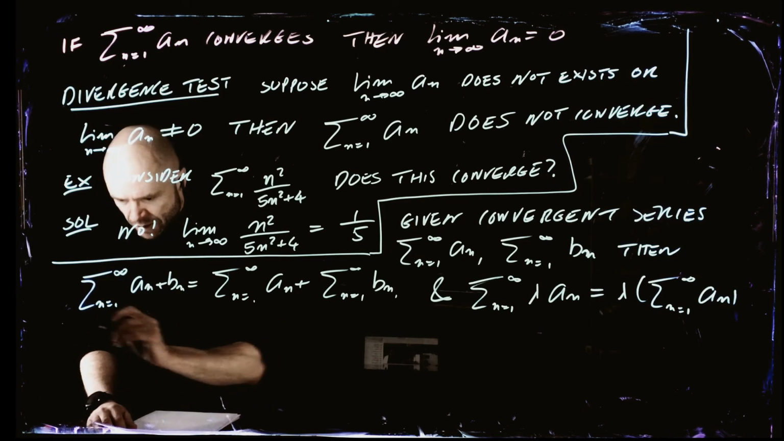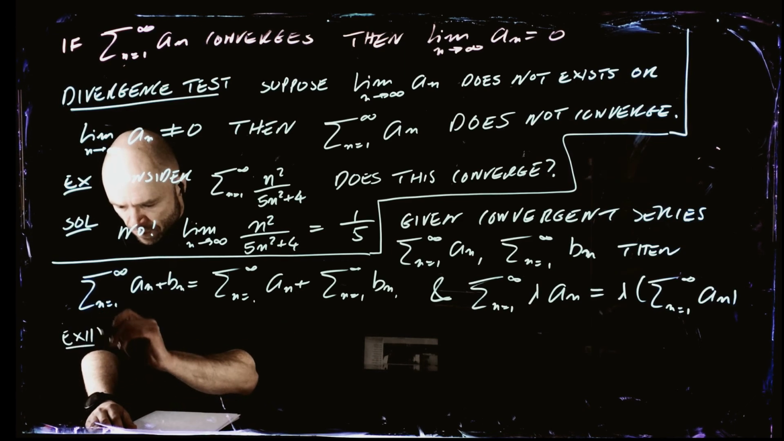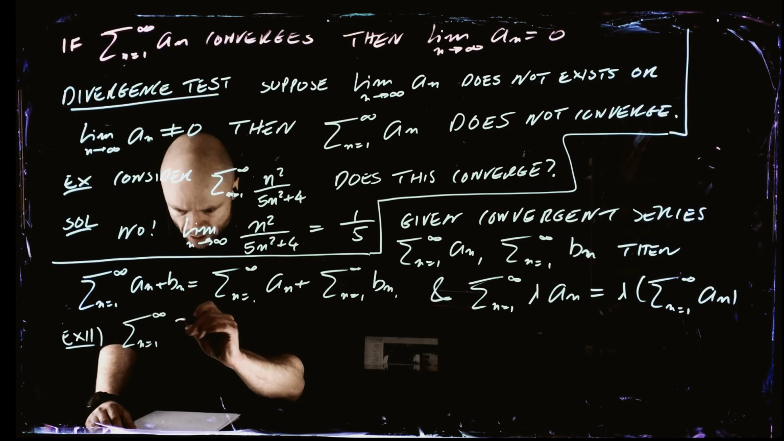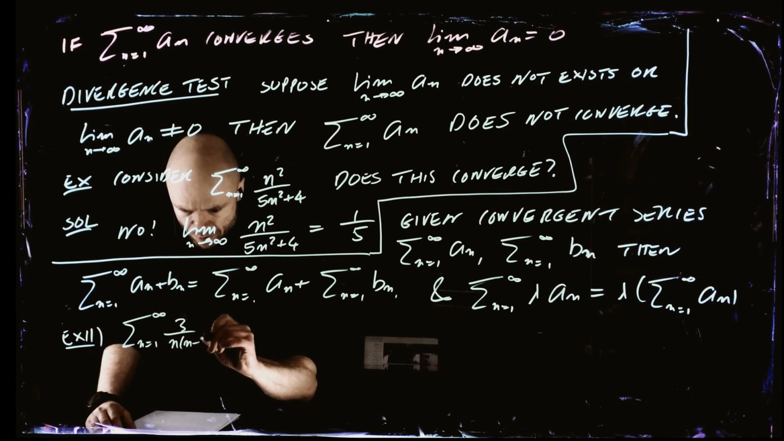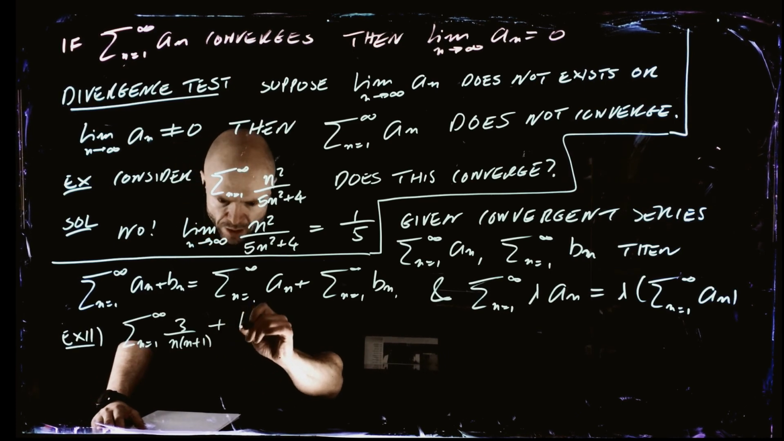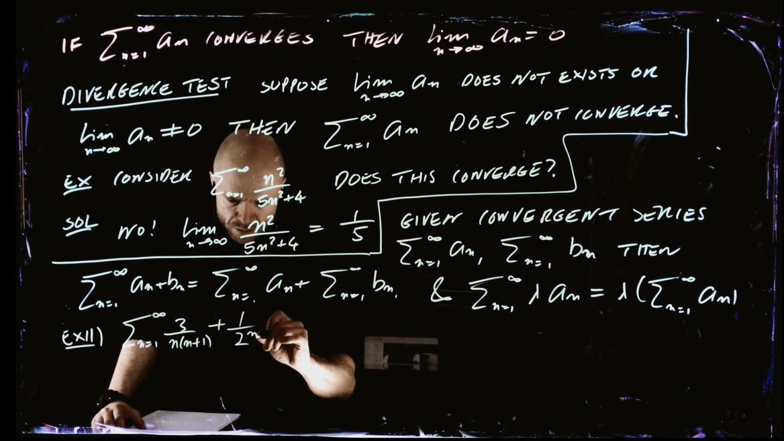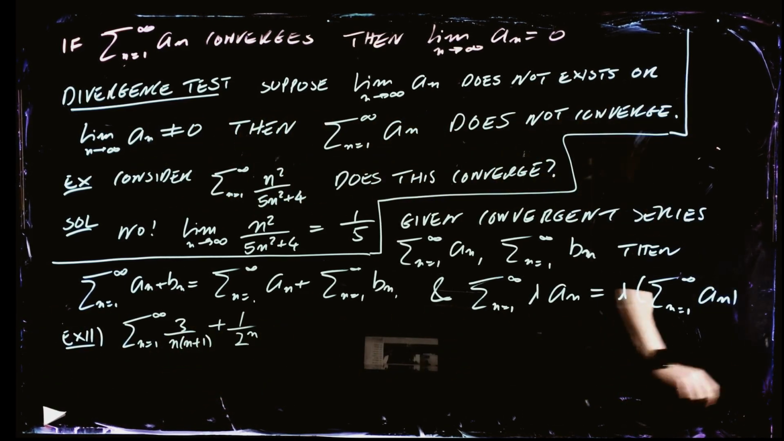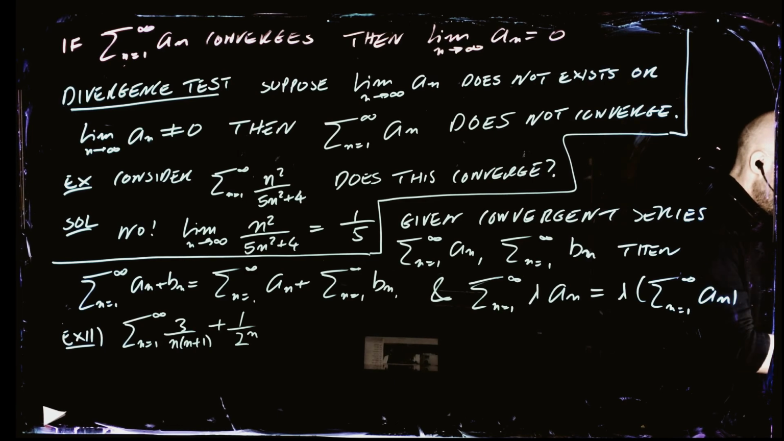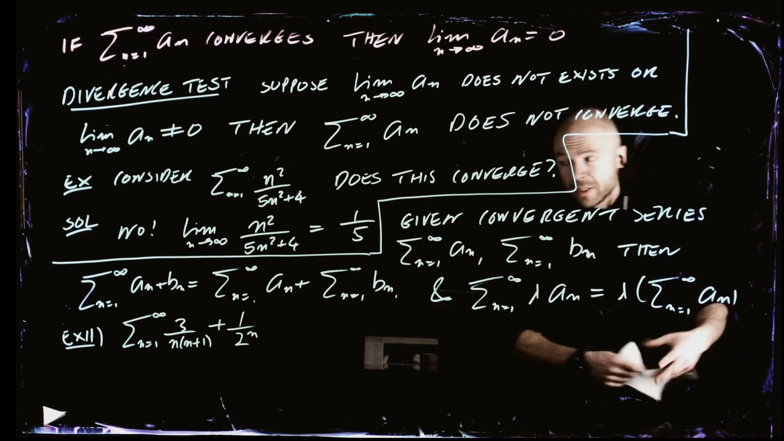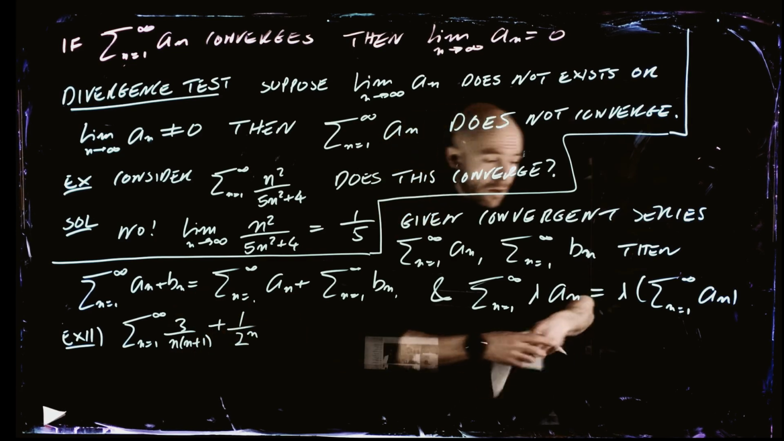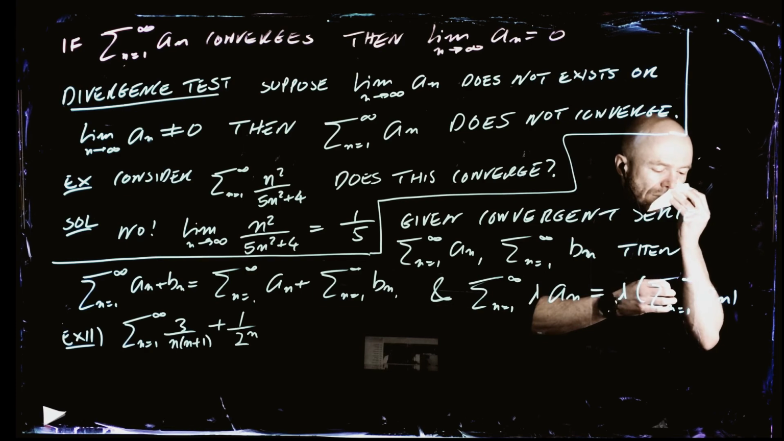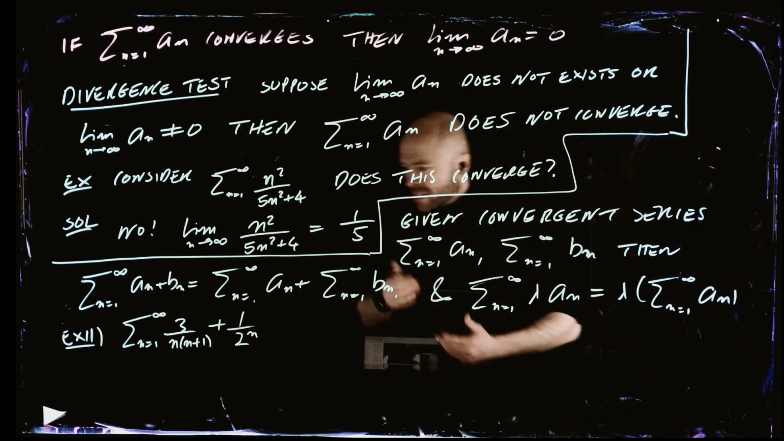So here's an example, example 11. Look at this. The sum from n equals 1 to infinity of 3 over n to the n plus 1 plus 1 over 2 to the n. Okay, so as written, this is neither a geometric series nor a telescoping series, right? This thing here is neither of these two things.